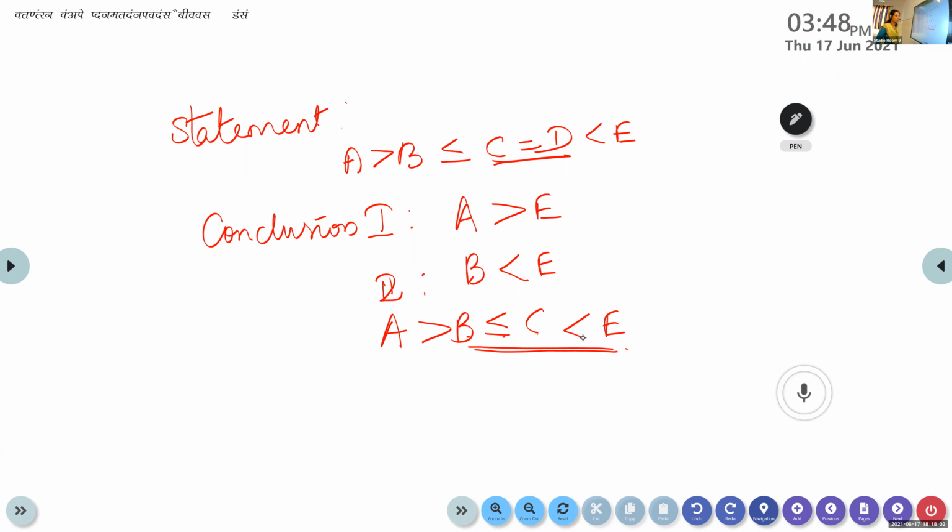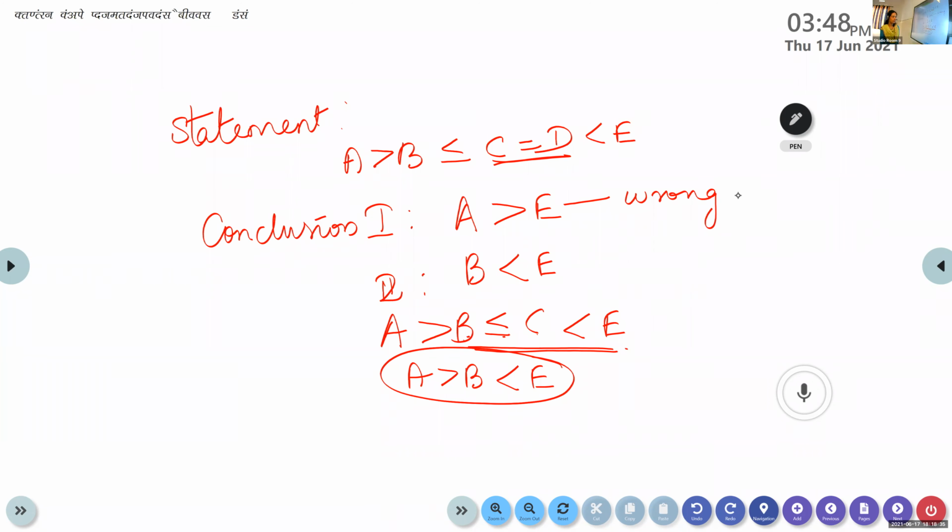Now can you use the conclusion? We have learned one set of conclusion. A less than or equal to B less than C means what you can say? A is greater than B. Is it less than E? Yes or no? But look at your A and E. Is it possible to compare? No, isn't it? So here the first conclusion is wrong. It is false.